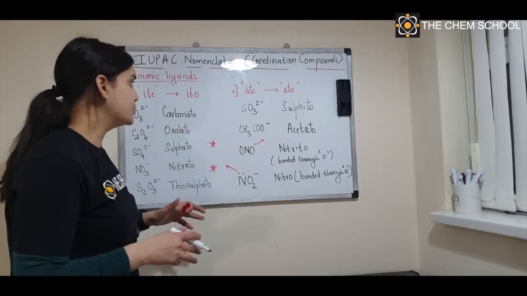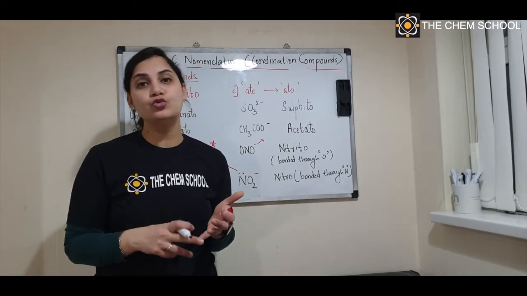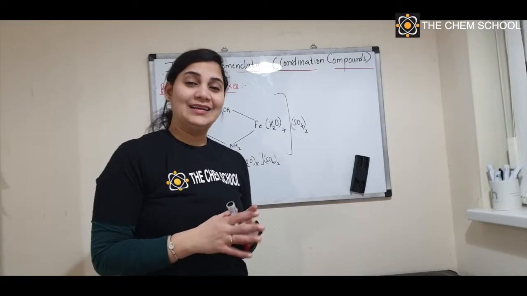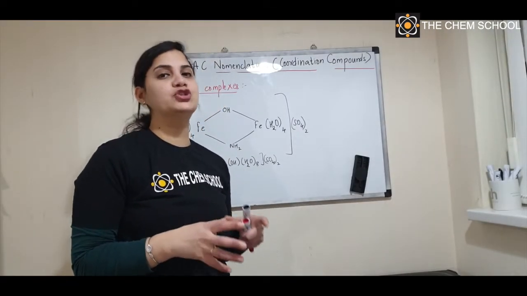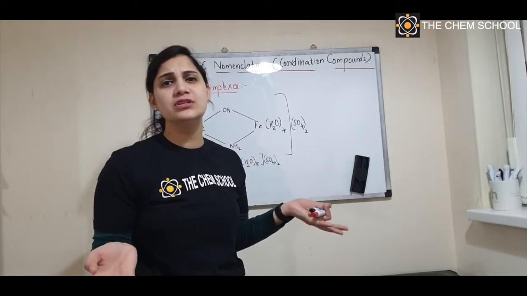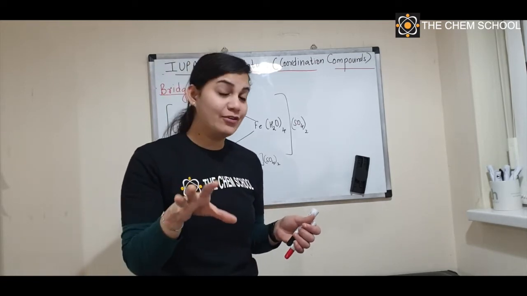Okay, so that was all about the name of the ligands. So we now know how to write down the name of neutral, anionic and cationic ligands. Okay, let's talk about the last one, that is the bridge complexes. Writing down the name for bridge complexes can be most difficult initially, but it is very simple. Okay, so let's have a look at the rules.